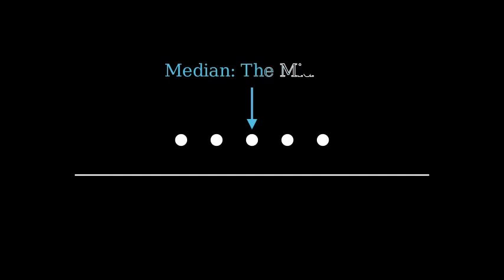Let us explore central tendency using a simple number line. Imagine these dots represent data points spread across our scale. First is the mean. It acts like a balance point where the values find equilibrium. Next, we look at the median. By lining everything up in order, we find the value in the exact middle.